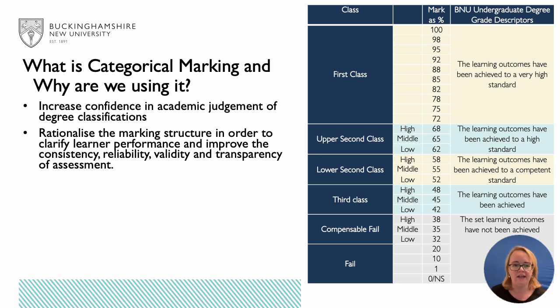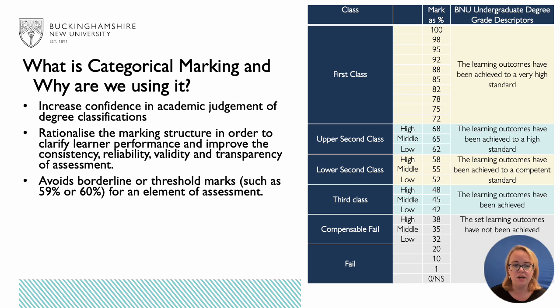So hopefully it helps your programme team to be more transparent and consistent with itself, but also transparent and consistent with your students. As I say, it avoids the borderline or threshold marks, so it avoids having quite so many 59s and 60s on the borderline, so that final averages come through more cleanly.